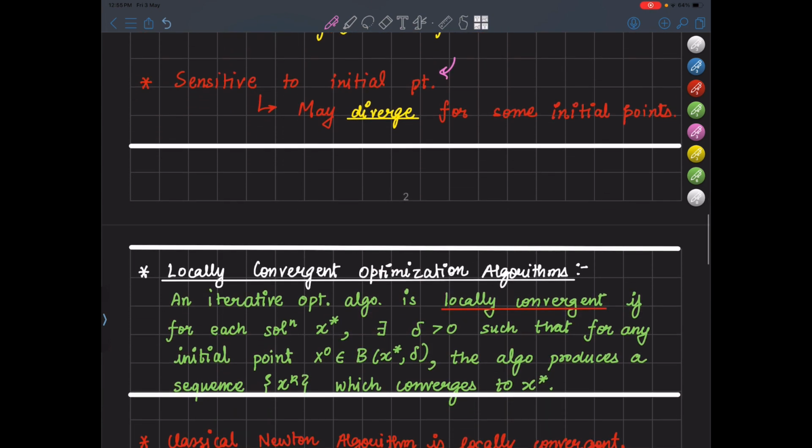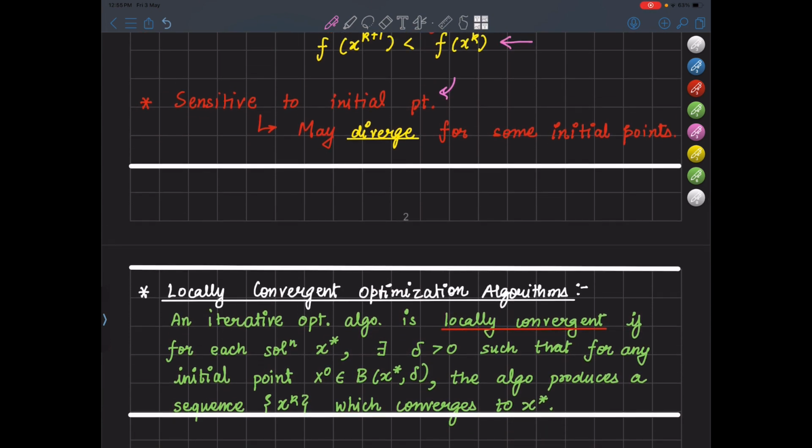So to study this sensitivity to initial point and divergence of Newton methods, there is a definition of locally convergent optimization algorithms. So what are these? These are optimization algorithms which, for example, you have multiple solutions in a function.